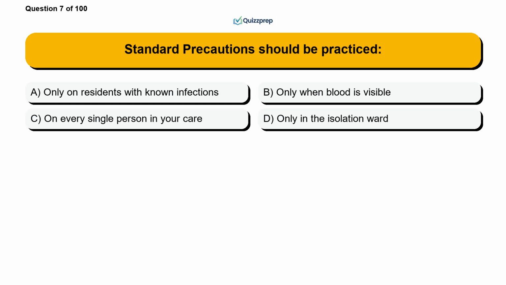Question 7. Standard precautions should be practiced: Option A, only on residents with known infections. Option B, only when blood is visible. Option C, on every single person in your care. Option D, only in the isolation ward.